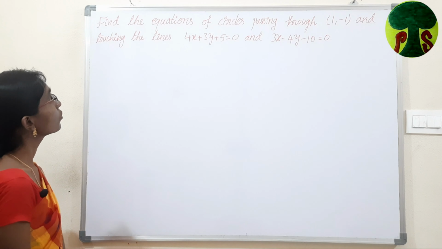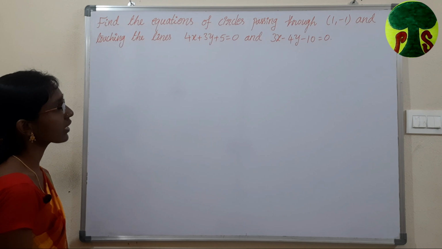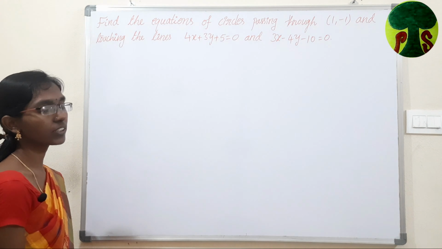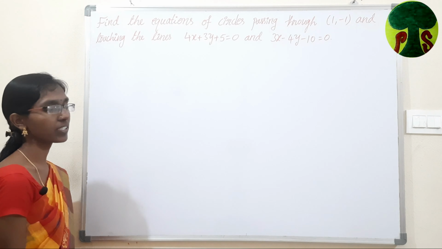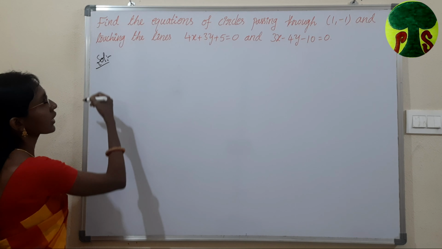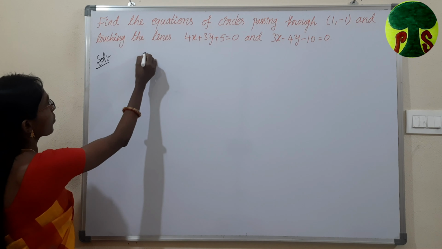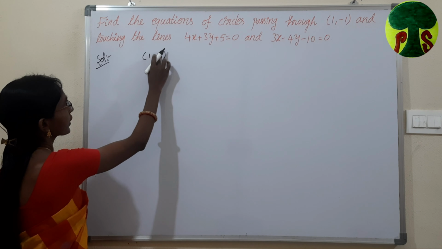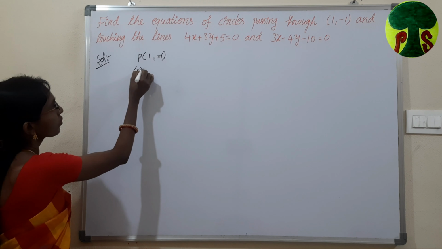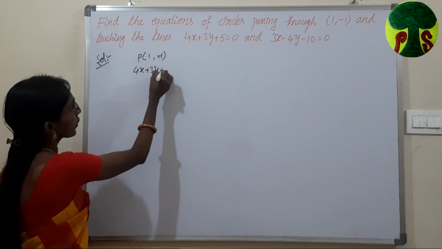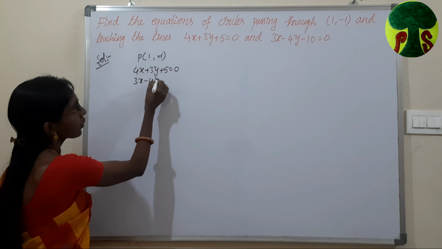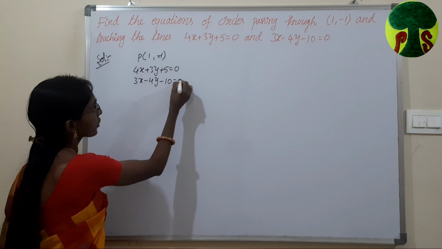The question is, find the equations of circles passing through (1, -1) and touching the lines 4x + 3y + 5 = 0 and 3x - 4y - 10 = 0. Solution. The given point is (1, -1). Let us consider this as P. And the equations of the lines are 4x + 3y + 5 = 0 and 3x - 4y - 10 = 0.